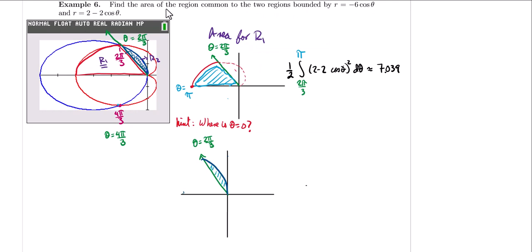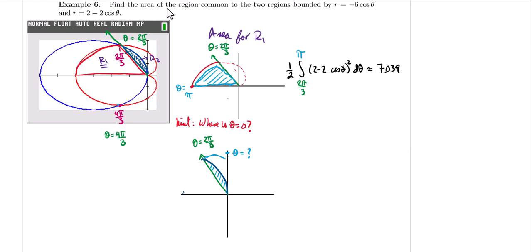Once more, we want to figure out what angles we need. We already know that one of them is 2 pi over 3. But what about the other angle? In this case, we want to figure out what is this angle here, because as the angle varies between here and here, we want to figure out what is the area being given by the circle.